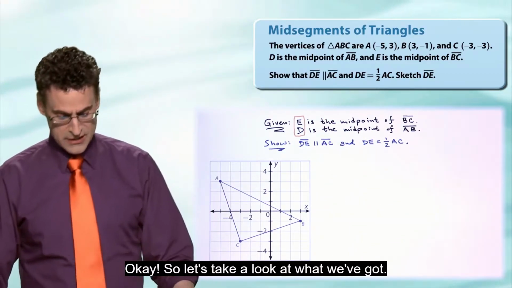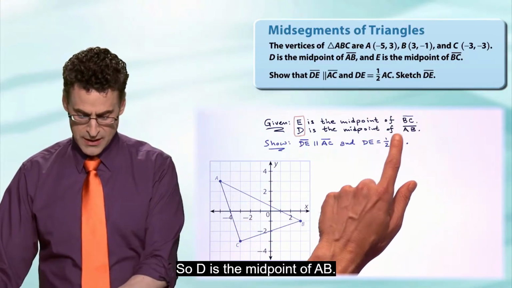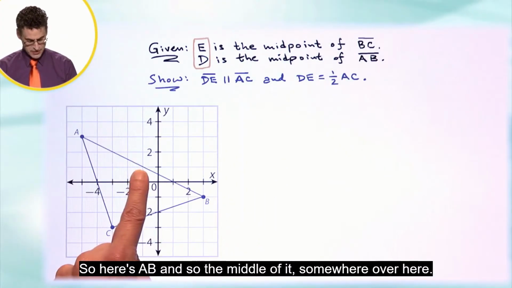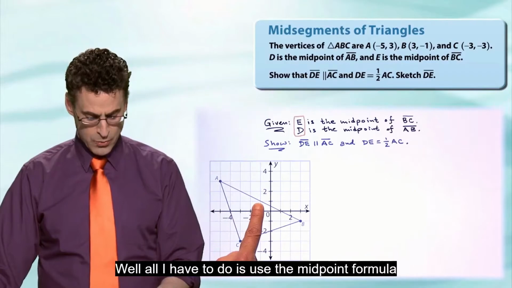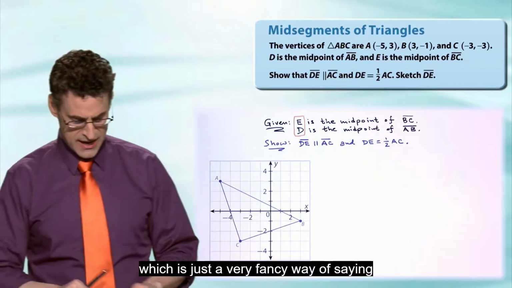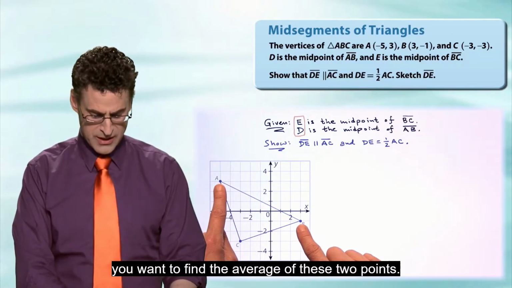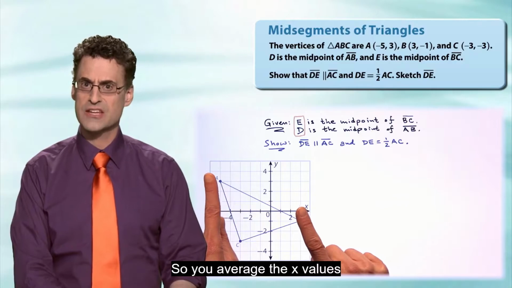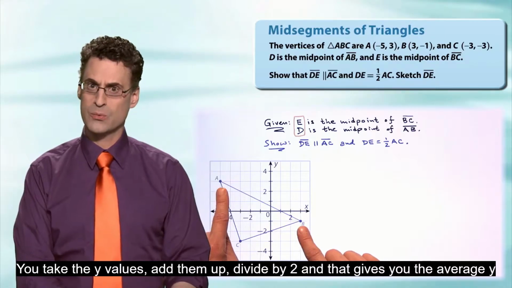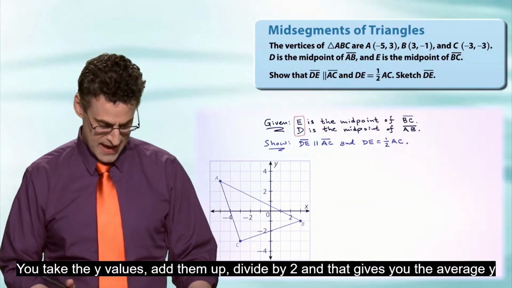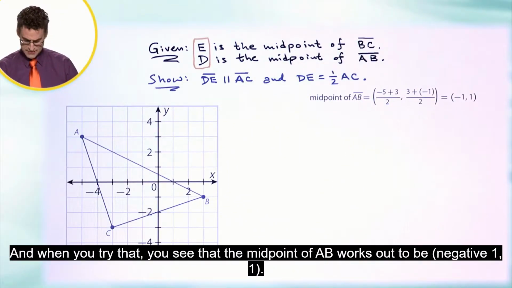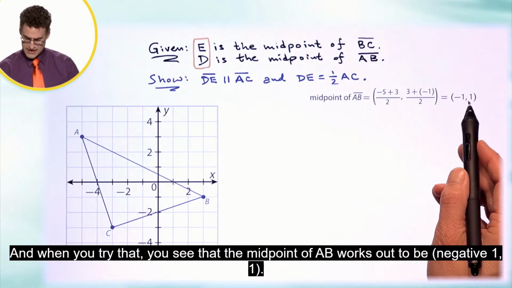Okay, so let's take a look at what we got. D is the midpoint of AB. So here's AB, and the middle of it is somewhere over here. How would I find that? All I have to do is use the midpoint formula, which is just a fancy way of saying you want to find the average of these two points. You average the x values and you average the y values. You take the x values, add them, and divide by 2, and that's the average x. You take the y values, add them up, divide by 2, and that gives you the average y. Couldn't be any easier than that. And when you try that, you see that the midpoint of AB works out to be (-1, 1).